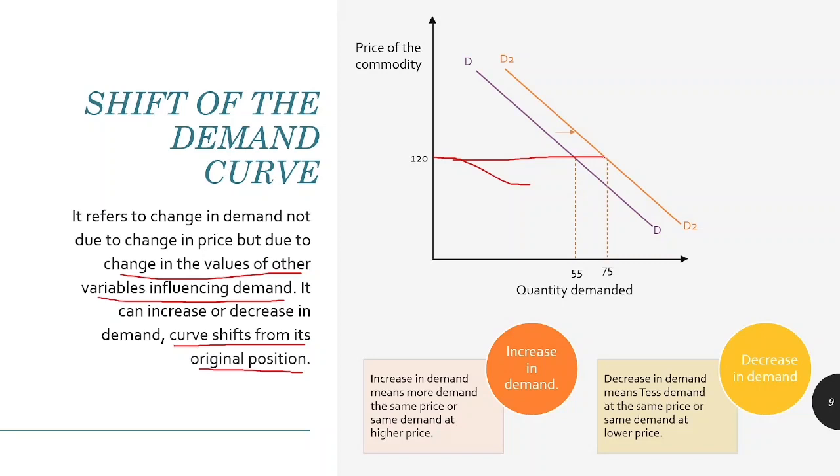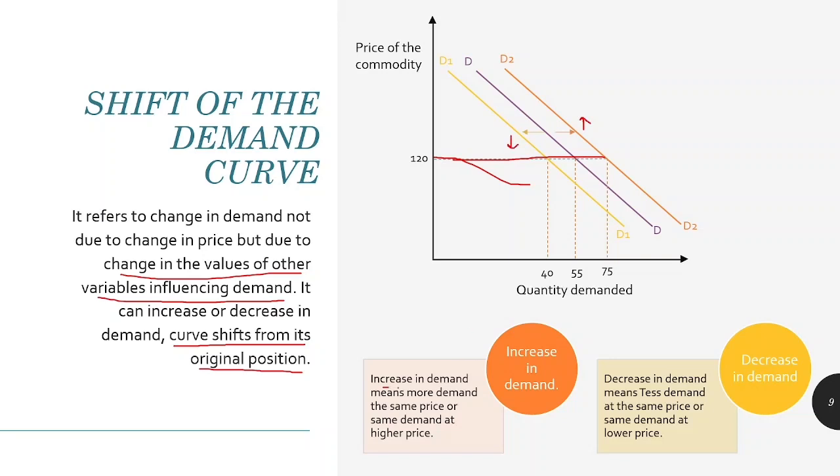Now suppose the demand curve shifts to the left. The new demand curve is D1, and the quantity purchased at 120 rupees now becomes 40 units only. So the commodity purchased at the same price is decreasing. This is a decrease in demand. Increase in demand is rightward, decrease in demand is leftward. So this is our shift in the demand curve.